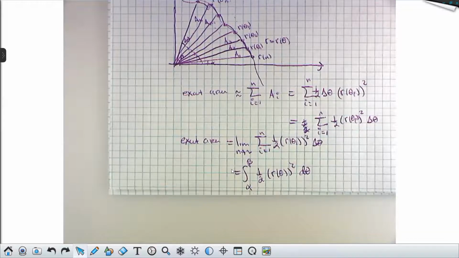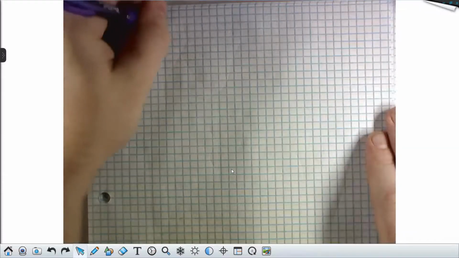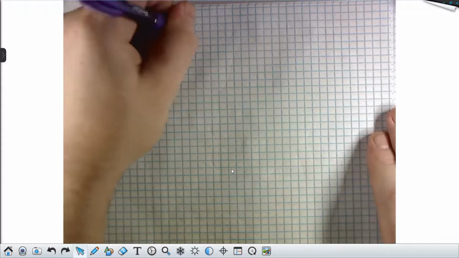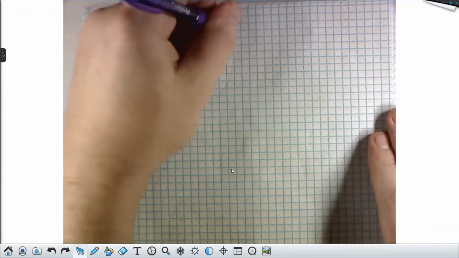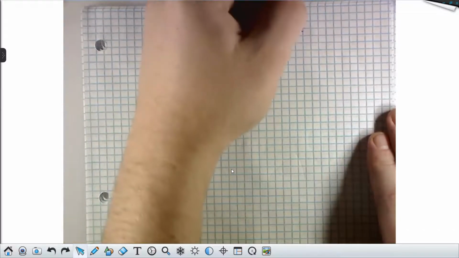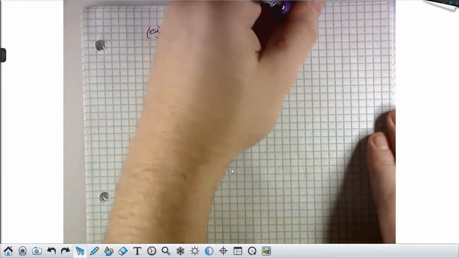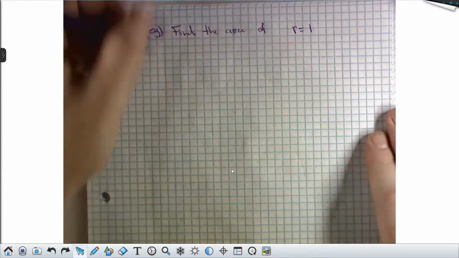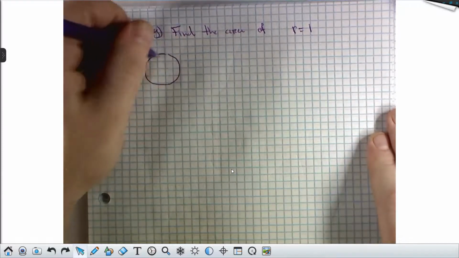Quick application or two, and then I'll let you guys go, okay? Because these are not hard computations. Square the function r, multiply by 1/2, do the integral. So the example first, how about the unit circle? Where r equals 1, that's the unit circle.